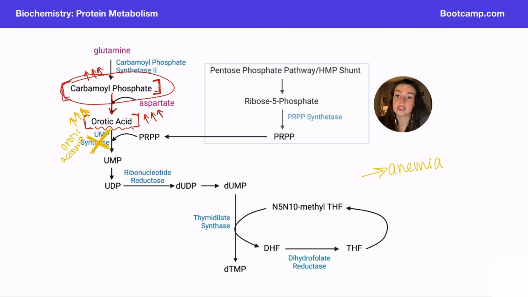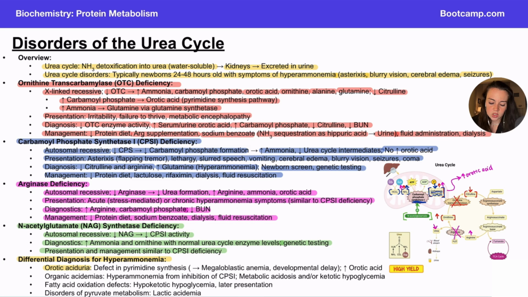The key takeaway here is that in the urea cycle disorders, pyrimidine synthesis is totally unaffected, which means that in the urea cycle disorders, you don't see the anemia that you see in orotic aciduria because pyrimidine synthesis is totally fine. The problem is with the urea cycle. So orotic aciduria was a defect in pyrimidine synthesis, and defects in DNA synthesis, like pyrimidine synthesis, can cause megaloblastic anemias, as well as developmental delay. And so yes, you see an increase in orotic acid in orotic aciduria, like you can see in some of these other disorders of the urea cycle, but the anemia here is unique to orotic aciduria.